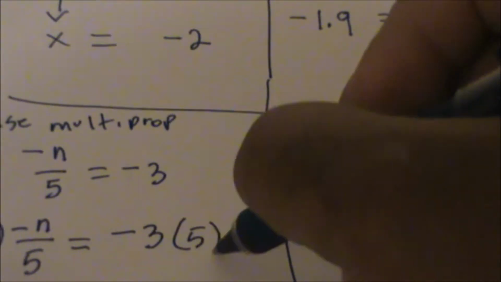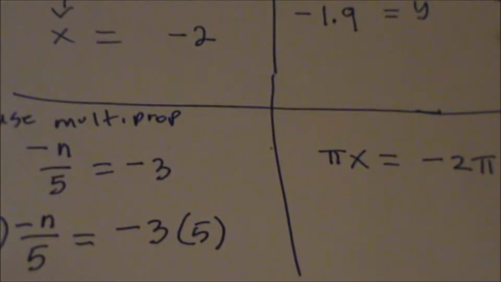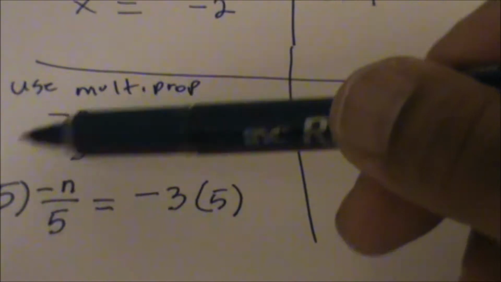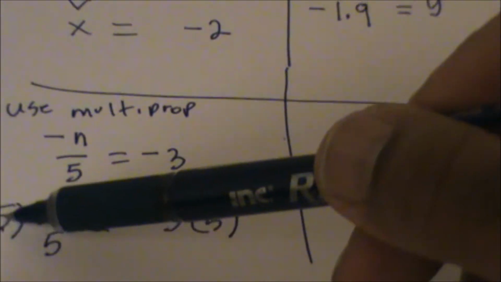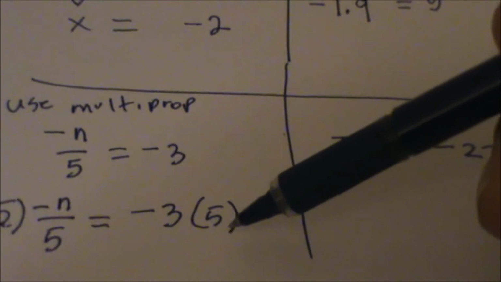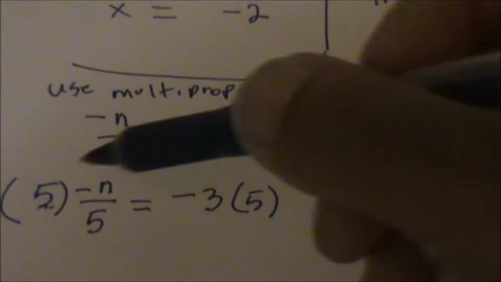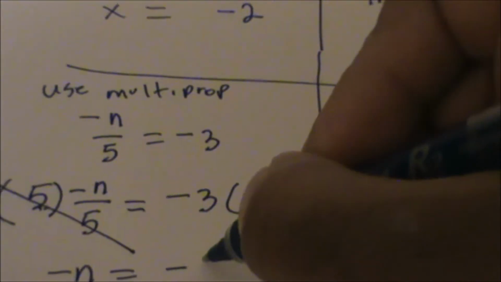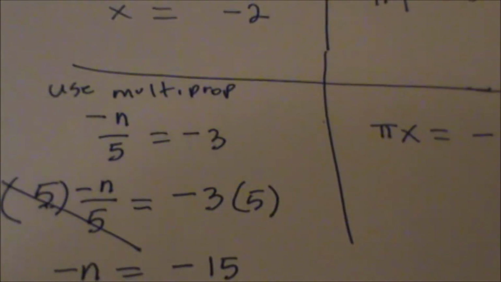times 5. Like all equations, anytime we use the properties, we have to balance the equations. If I use the properties on one side, I have to apply the same method on this right side of the equation where the equal sign is. All right, and notice they cancel. So you have negative n equals negative 15, but we're not finished yet.